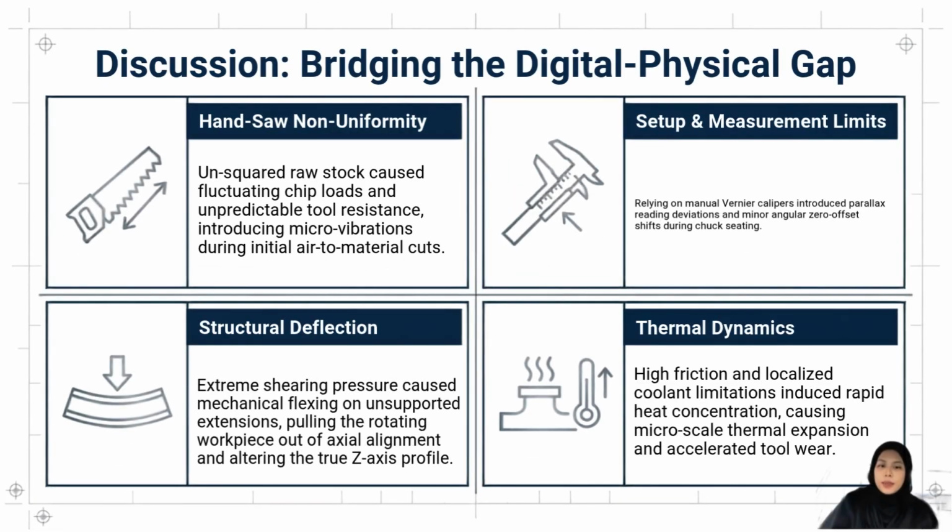These slides highlight the main physical disturbances affecting machining accuracy. Uneven handsawn stock causes unstable cutting, while manual measurement can introduce setup errors. Structural deflections may affect alignment under cutting forces, and heat generated during machining can cause thermal expansion and tool wear, reducing precision.